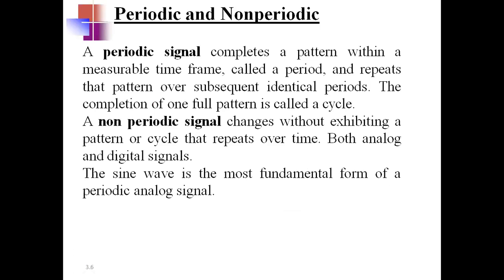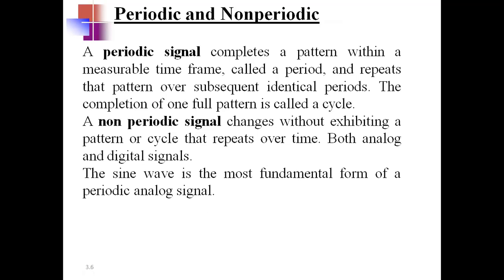Now, more on digital and analog. Both digital and analog signals can be periodic as well as non-periodic. So what do you say about periodic ones? Periodic ones show a pattern within a particular time frame called a period, and this pattern gets repeated over subsequent identical periods. The completion of one full pattern is called a cycle. And the non-periodic one, also called aperiodic, doesn't exhibit any pattern or cycle. So both analog and digital signals can be periodic as well as non-periodic.